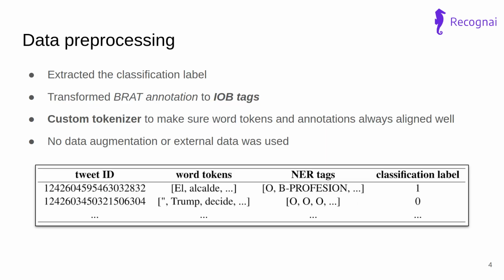Before diving into the architecture of both systems, we will first explain our data preprocessing. In the first step, we extracted the classification label for each tweet and transformed the brat annotations to commonly used IOB tags. Here, we customized a bit the spaCy tokenizer to make sure that word tokens and annotations always aligned well. We did not use any data augmentation or external data, mainly due to time constraints.